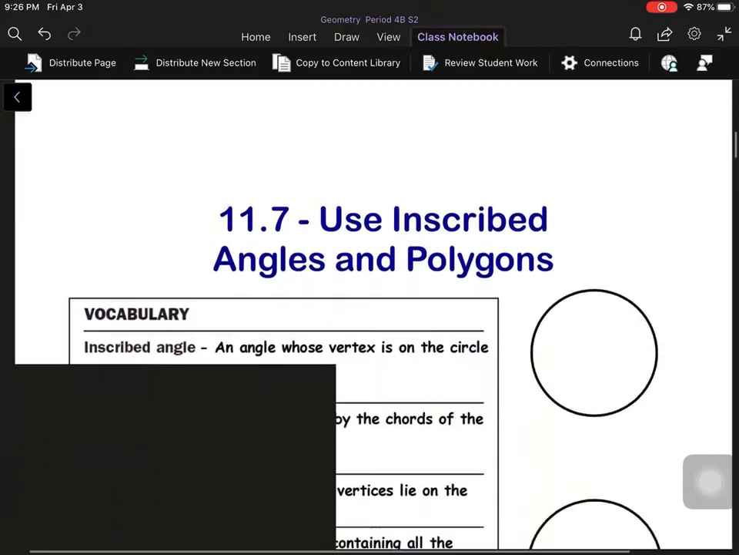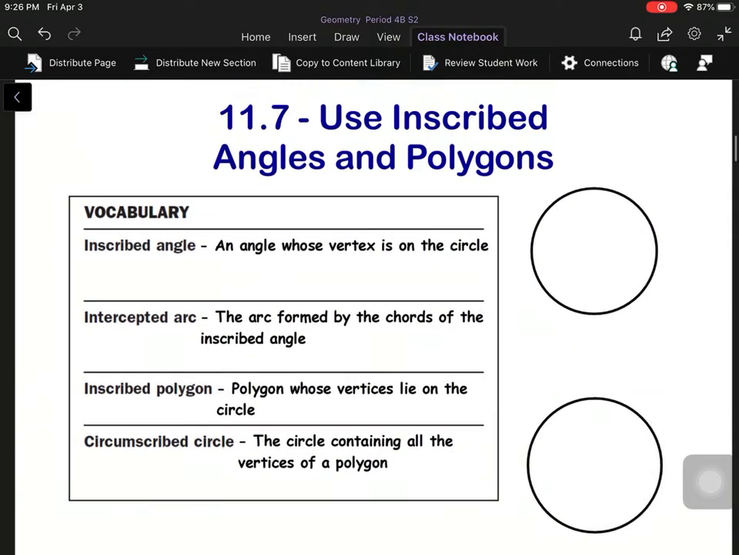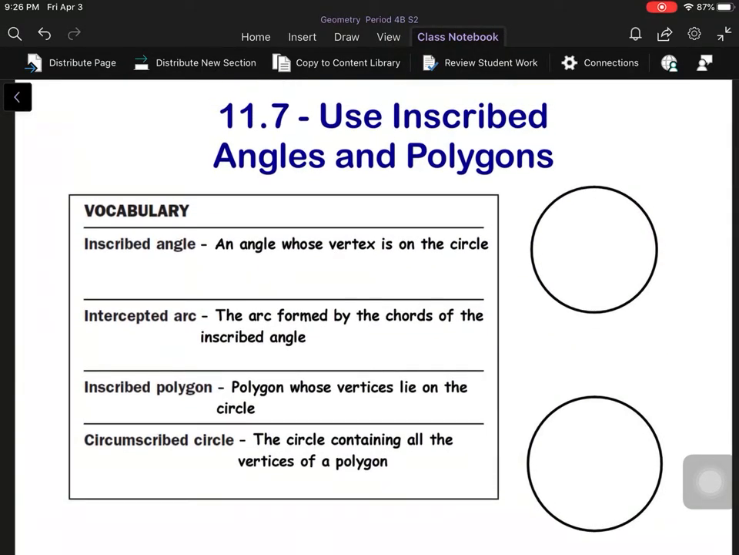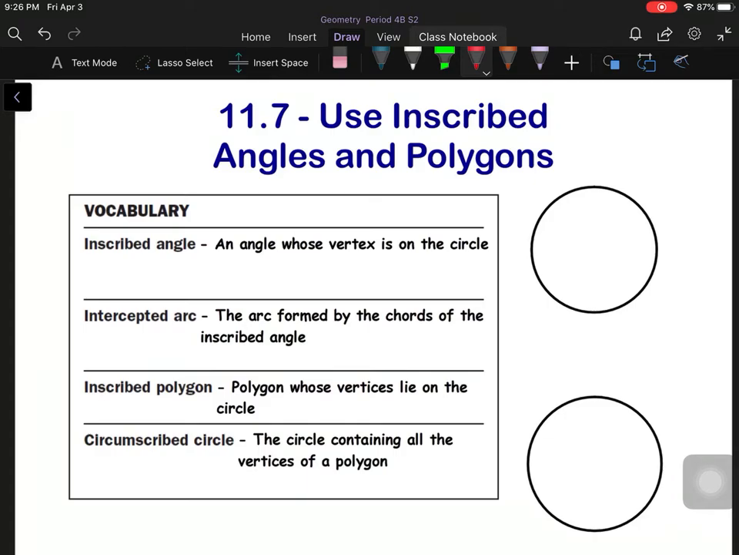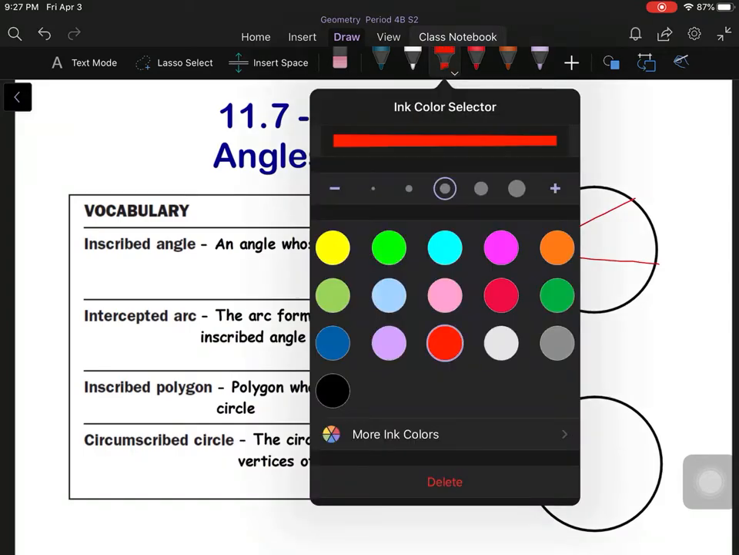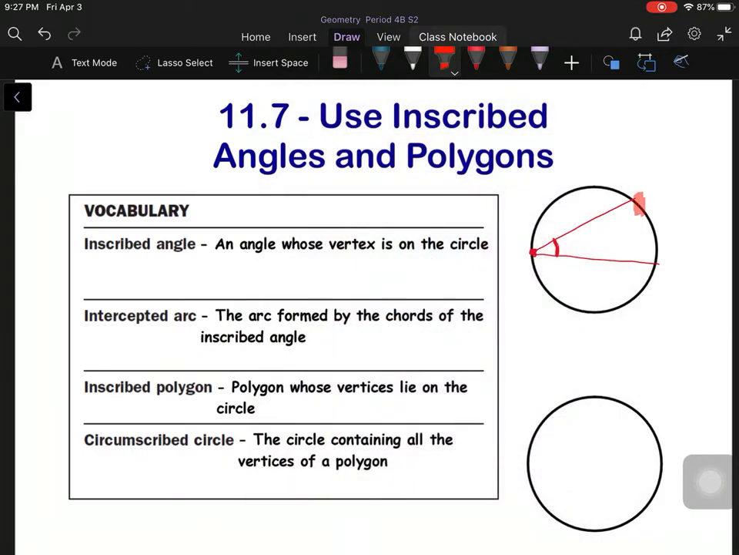So let's go ahead and take a look at some vocab. So again, an inscribed angle is going to be an angle that is on the circle. So it's going to look like this. So this is the inscribed angle where the vertex is on the circle. The intercepted arc is going to be the arc that's formed by those two segments.